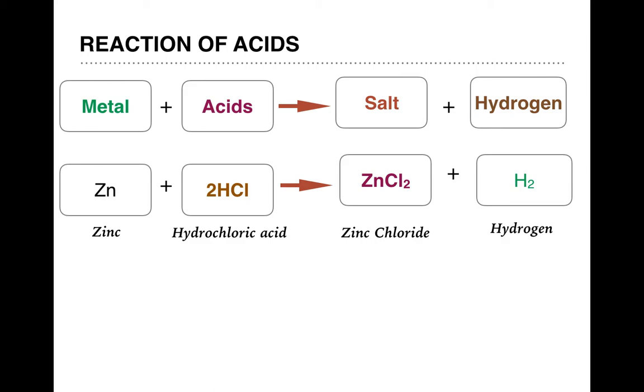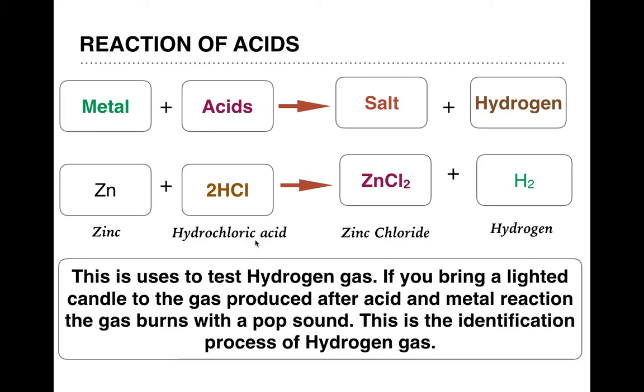This example is very important because this is an identification process of H2. This is used to test hydrogen gas. If you bring a lighted candle to the gas produced after acid and metal reaction, the gas burns with a pop sound. This is the identification process of hydrogen gas. So this reaction is used to identify hydrogen, and the equation is important because this is how a metal reacts with an acid.